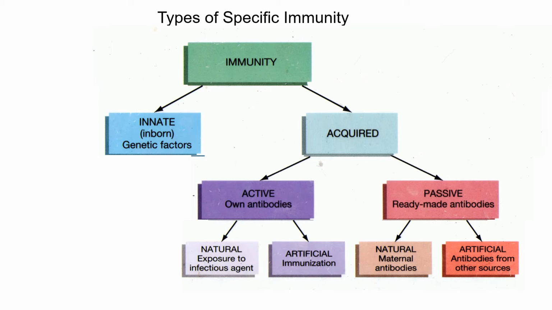Now, the other type of passive immunity is artificially acquired, and that's when we're looking at immunizations with things like gamma globulin, and we'll talk more about that in chapter 17.